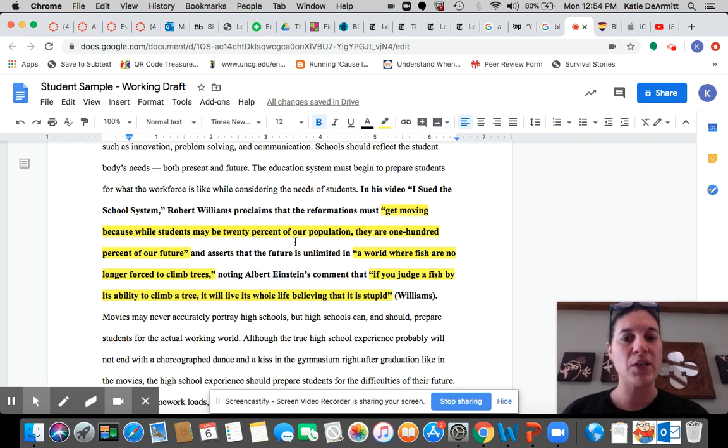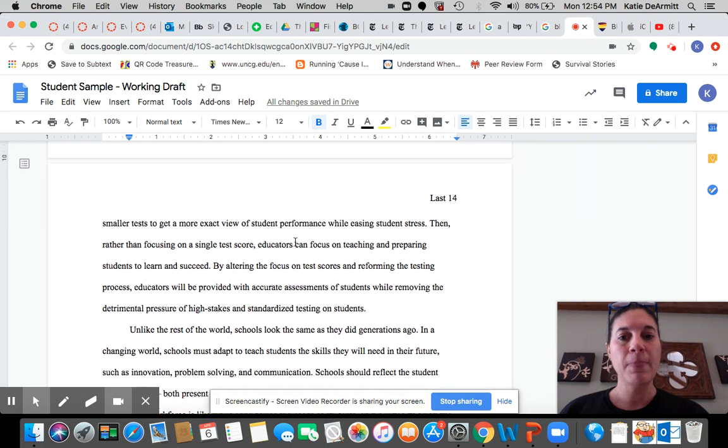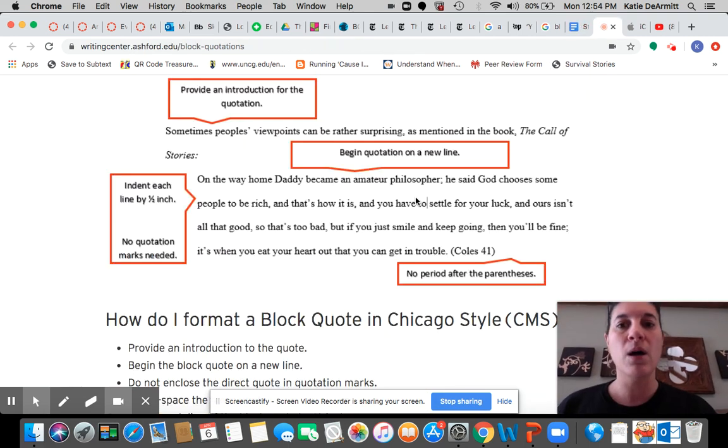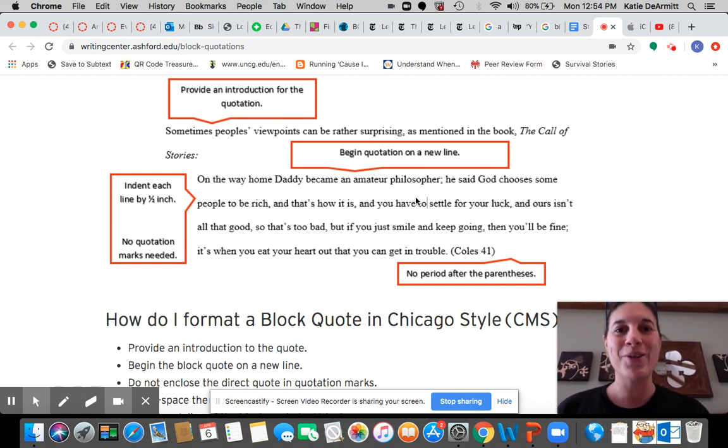Okay, so what you guys are going to do for me for next class period is work on integrating these block quotes into your paper. Check Canvas for your other expectations. And as always, if you have any questions, please let me know.